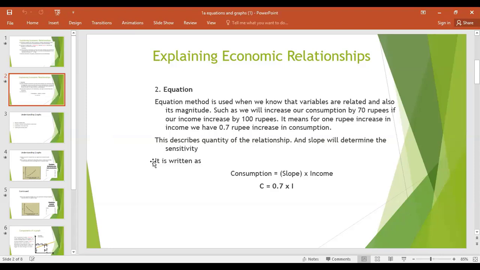the process is multiplication, and it's a scaled down process because the number that is multiplied is less than 1. So the answer will come smaller than the input. Right? If the number is more than 1, it is magnifying. So if it was 1.2, 100 rupees income will create 120 consumption. So it's magnifying, scale up. If less than 1, it's scale down.